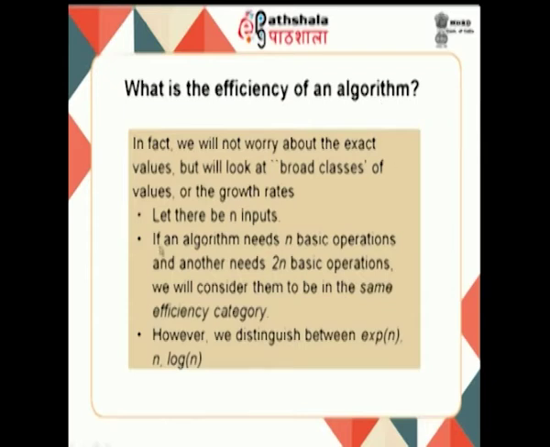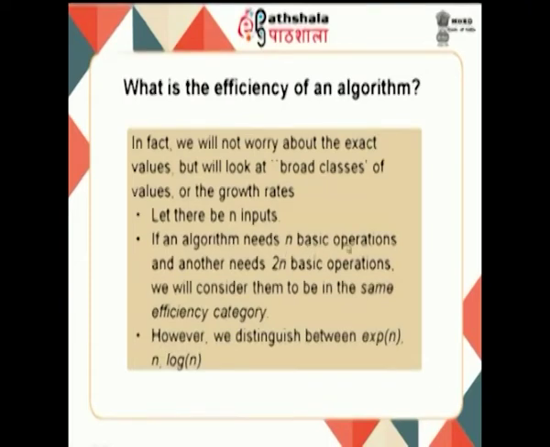So, what is the efficiency of an algorithm again? In fact, we will not worry about the exact values, but we look at the broad classes of values or the growth rates. Now, when we talk about the efficiency T of n, that is the running time, we are not going to talk about exact values at all. Again an assumption: we are going to talk about a broad class of values which is called growth rates. So, let there be n inputs. If an algorithm needs n basic operations and another needs 2n basic operations, we will consider them to be in the same efficiency category. Whether it is n, 2n, 3n, everything comes under the same broad category, we are not differentiating it.